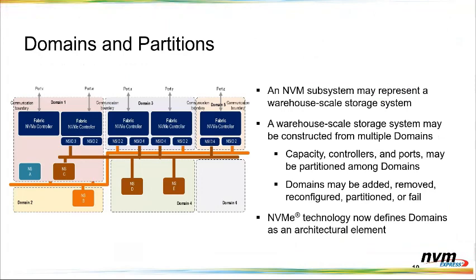These racks fail and need to be replaced. Sometimes racks need to be added to expand capacity. In other cases, the firmware associated with a rack needs to be updated. What we've done in NVMe 2.0 is define how an NVM subsystem may be partitioned into multiple domains. Domains are a new architectural element in the NVMe architecture. A domain may contain capacity, controllers, ports, and communicate with other domains.